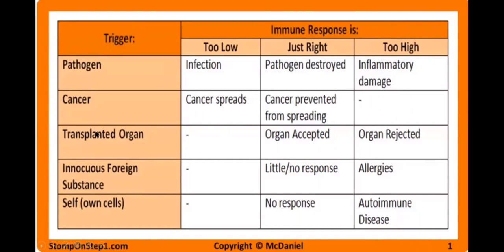But in a transplanted organ, in a normal situation with HLA type matching and small discrepancies, the organ is accepted. But if the differences are too high, there is a high response, and the organ is rejected. For an innocuous foreign substance, initially or normally, there is little or no response. But if this foreign substance is an allergen, then allergies will come up, a high response. In terms of self or own cells, no response is normal. But if it responds to self cells in a heightened response, that is called autoimmune disease.